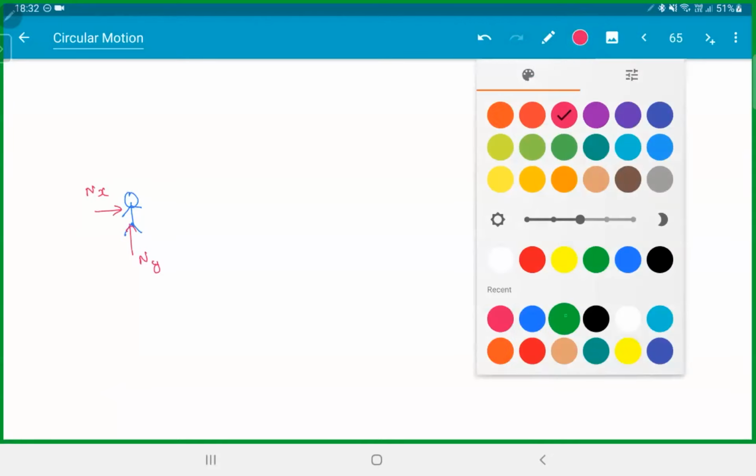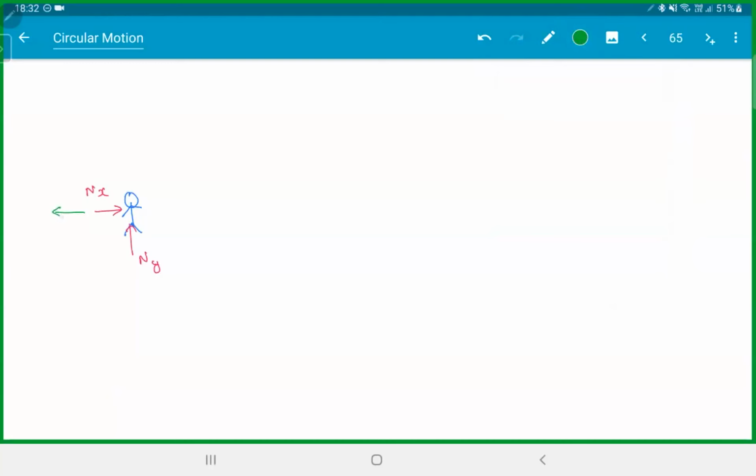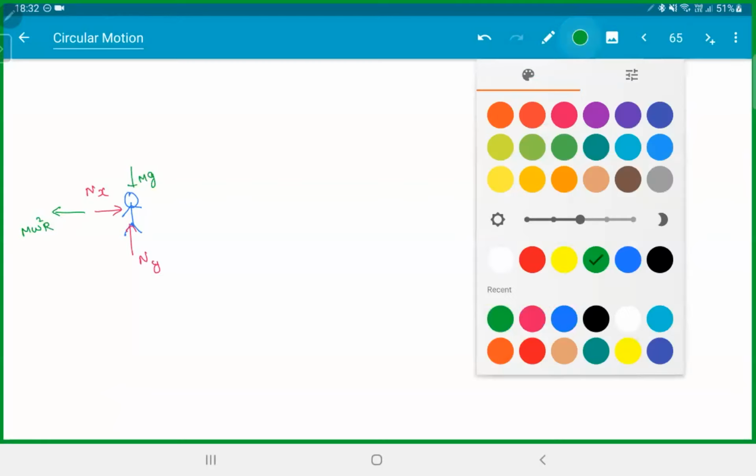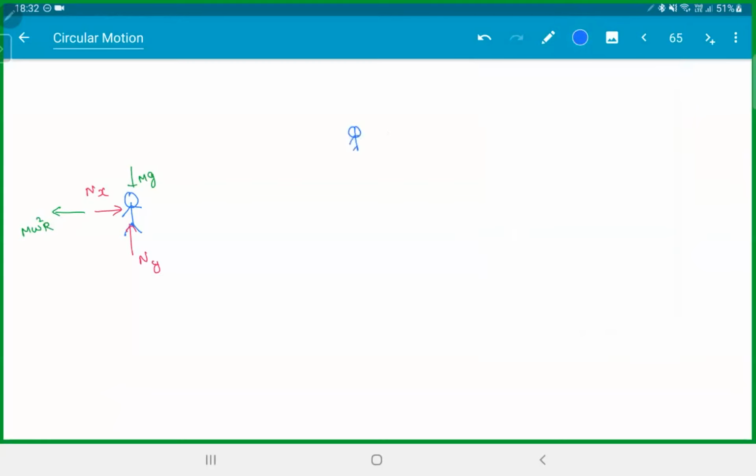So the seat is actually giving two forces to balance what? This is your centrifugal force. This is your mg. So on the man, the seat's force will be like this. The resultant would be like this. You're getting it? So this is the resultant force of the seat. Clear?